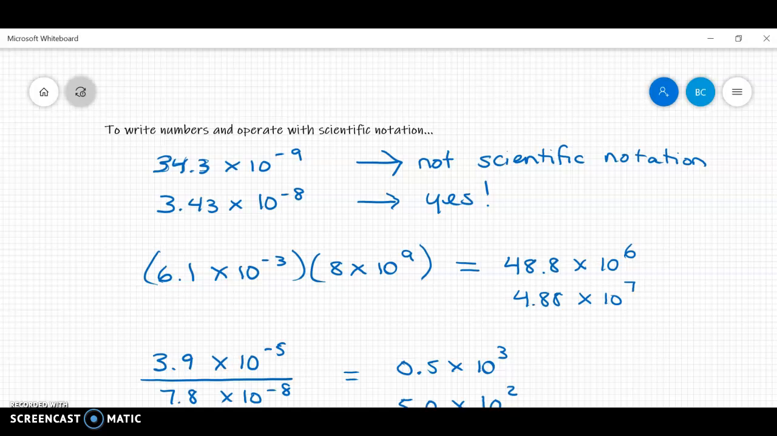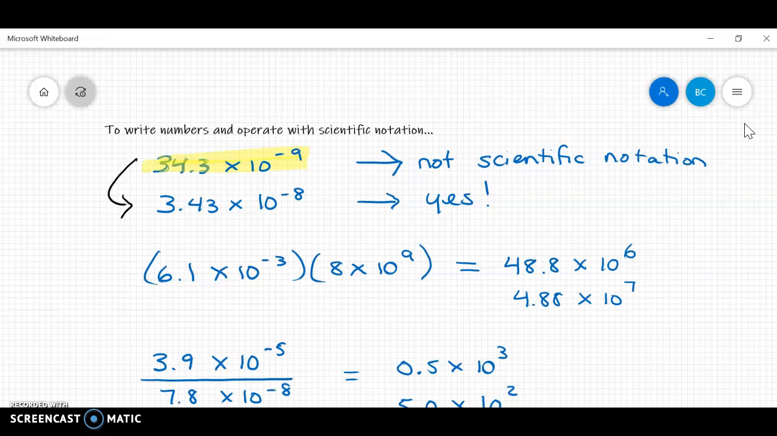This is not scientific notation because scientific notation has to have a decimal point. You have one digit in the ones place and then a decimal point and the rest of the number. So if I have a number like this and I need to convert it to scientific notation, first of all, I just want to make sure that my decimal point is in the right place. So I'm going to change 34.3 to 3.43.